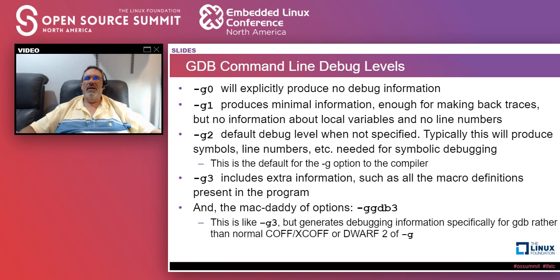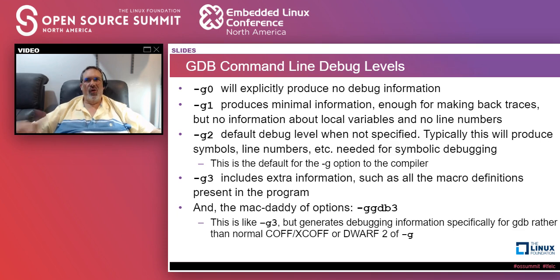Dash G1 includes minimal information, basically backtraces, but no information about local variables and line numbers and things of that sort. Dash G2 is the default debug level. So if you just specify dash G on the command line, you will get G2. And G2 produces symbols, line numbers, basically everything that's needed for symbolic and source debugging. And this is, like I say, the default if you use the dash G option in the compiler.